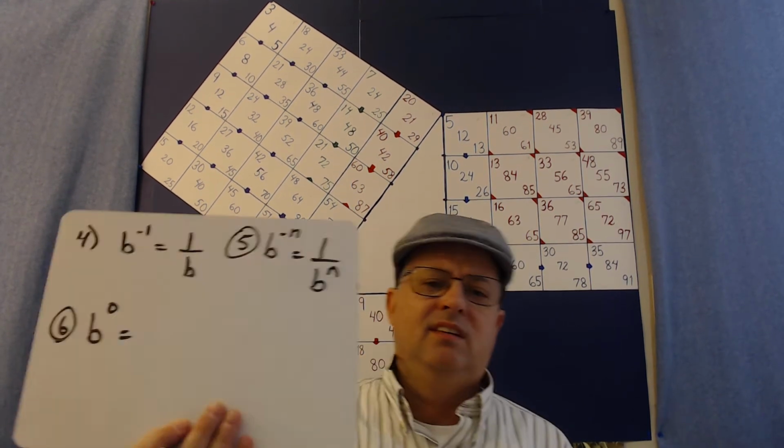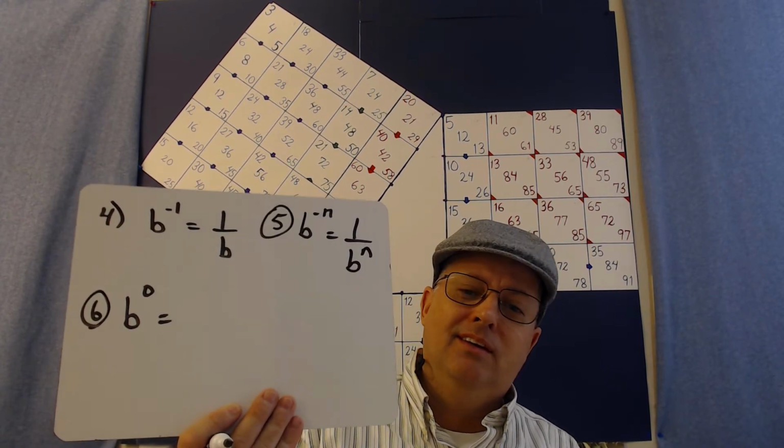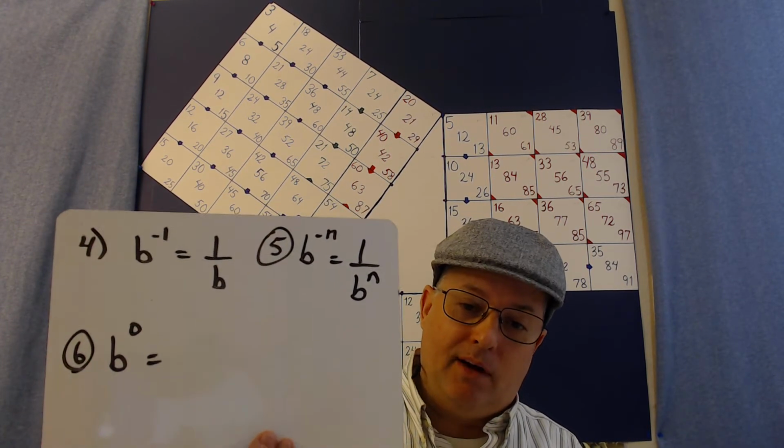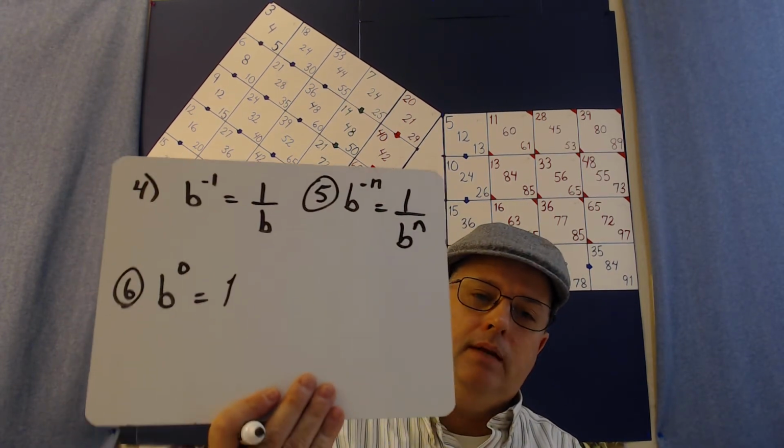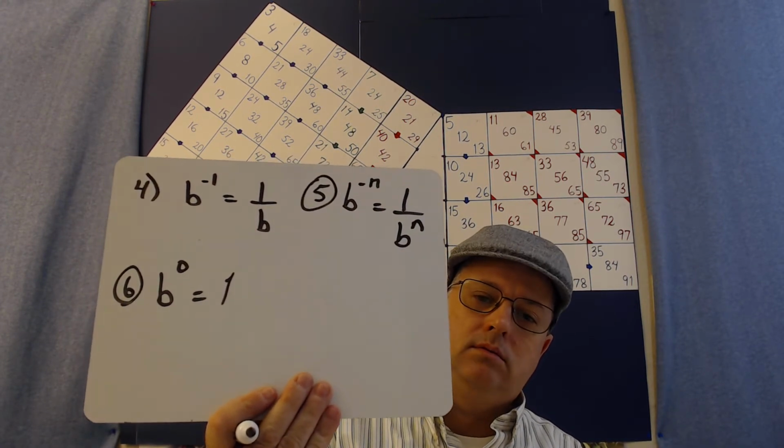Now, here's another interesting property. We have b to the 0. What is b to the 0? I mean, who raises something to the 0 power? What is that? Well, b to the 0 is 1. B to the 0 is 1.